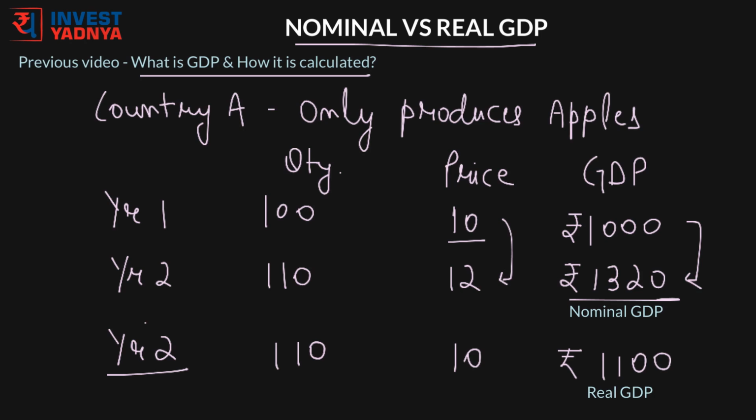So the difference between nominal and real GDP can be clearly seen. And we can say the real growth in GDP is 10%, that is, from 1000 rupees to 1100 rupees.